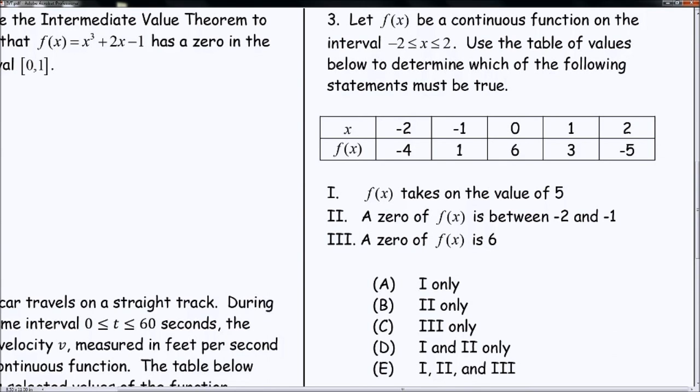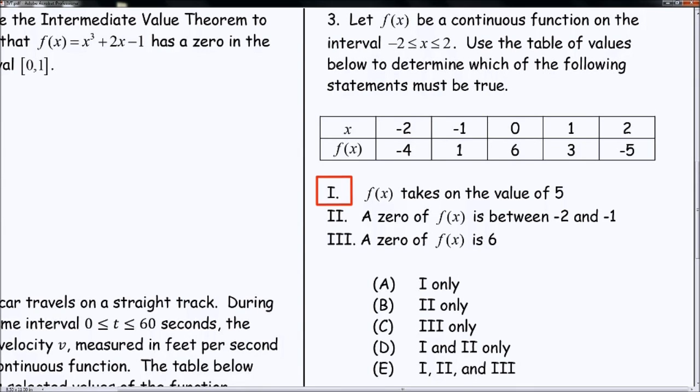And so let's look through all of our conditions. 1, f of x takes on the value of 5. So let's see. Is there a y value that shows that 5 might show up on our interval? I notice I'm going from 1 to 6. Well, I know it's continuous, so if I start at 1 and get to 6, I have to hit 5. So part 1 has to be true. If I'm going from 1 to 6 in y values, in order to get to 6, I have to go through 5.